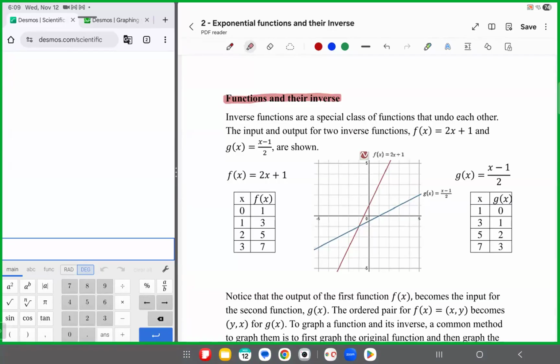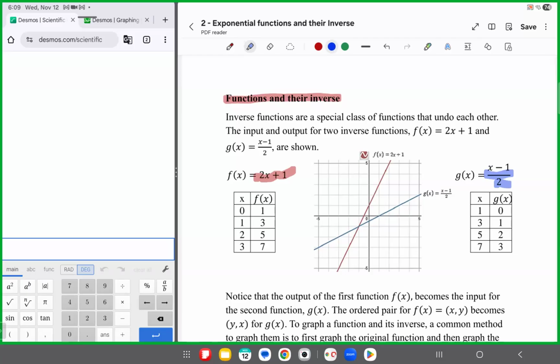We are back. And so inverse functions are a special class of functions that undo each other. So here the input and output for two functions are shown. f of x is equal to 2x plus 1 and g of x is equal to (x minus 1) over 2. And they're shown here on the graph. You can see here the original function is in red, this f of x is equal to 2x plus 1. And the inverse function is shown here in blue. This is g of x is equal to (x minus 1) over 2.